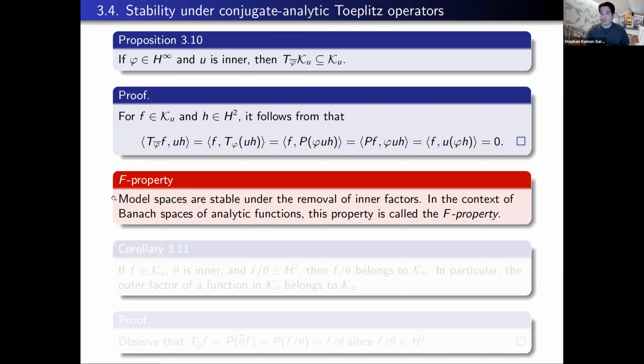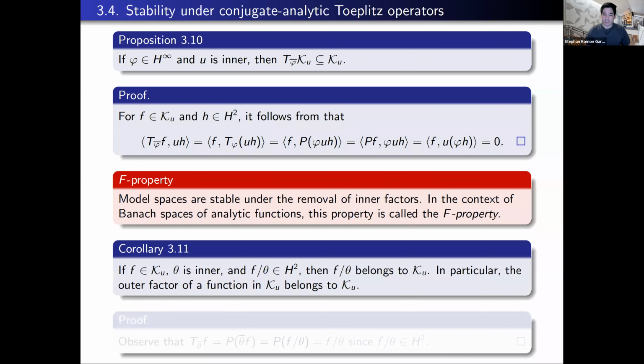So those of you who deal with Banach spaces of analytic functions might recognize this stability under removal of inner factors as, maybe I've gone ahead of myself, but the following thing we'll see is called the F property when you study Banach spaces of analytic functions, because a consequence of the previous proposition is that you can strip off inner factors of functions in model spaces. You can just remove them. Model spaces are invariant under removal of inner factors.